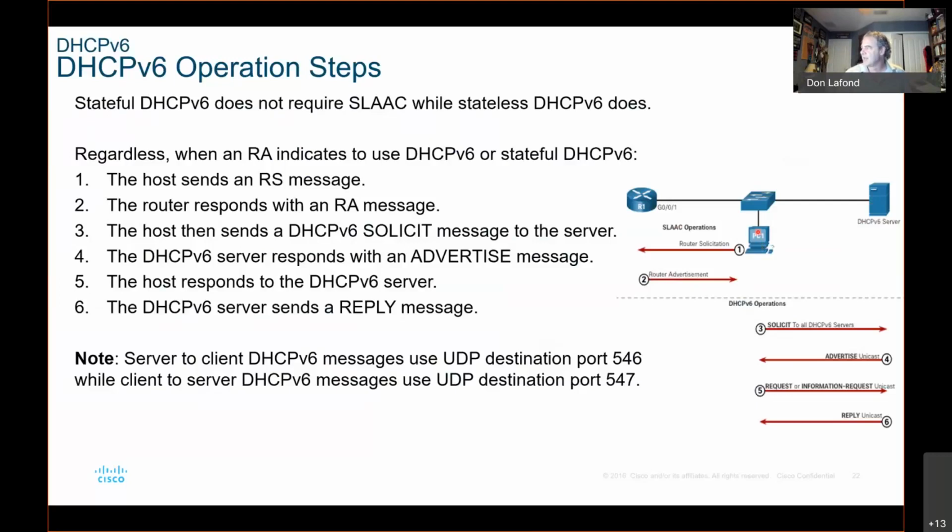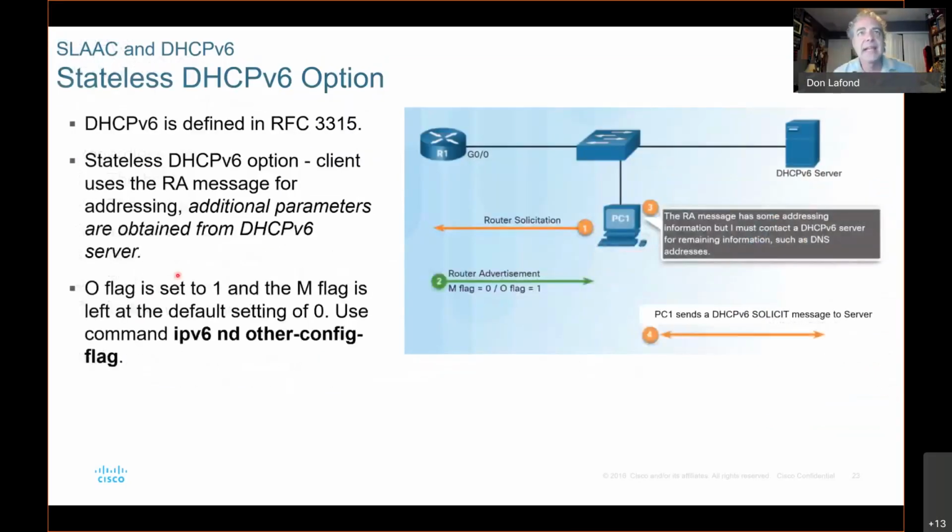And then PC1 sends an information request back to the server for additional information. And then the DHCPv6 server responds as well. Okay. All right, hopefully that makes sense to you. And again, now we break it down a little bit smaller.